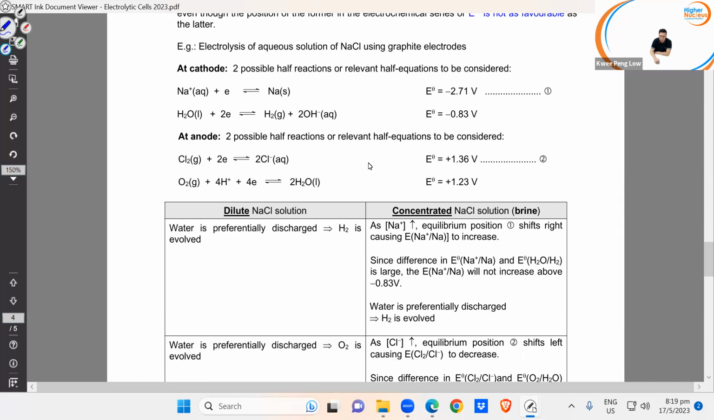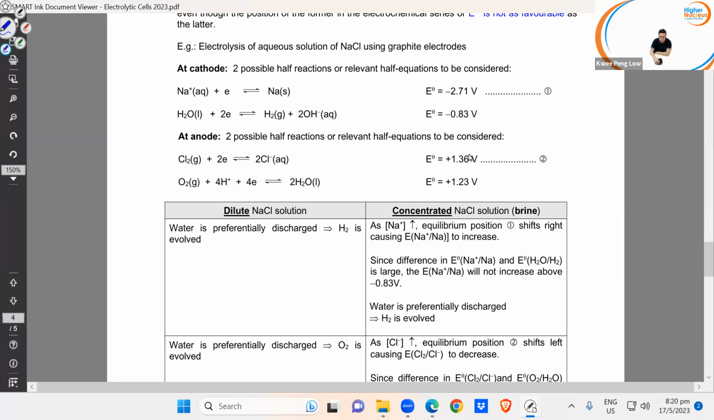First up, if you look at the anode, the difference between these two values is very small. It's only a mere 0.13, that's all. So I'm using concentrated sodium chloride, so my chloride concentration has gone up. By Le Chatelier's principle, my equilibrium is now going to shift to the left. When I shift to the left, this E value will start to drop. Drop means become less positive.